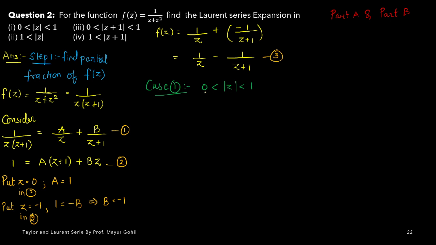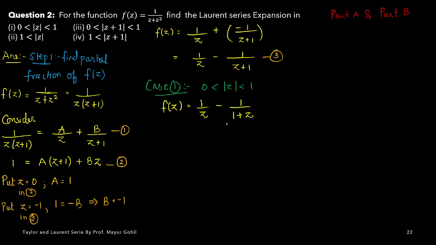Now when you have 0 less than mod z less than 1, remember we have to expand in a way that the series expansion that we have seen works. First of all, everything should be less than 1, here meaning mod z is less than 1. Now in this function, f of z from the third equation, f of z is equal to 1 upon z, and here I write this as 1 plus z.